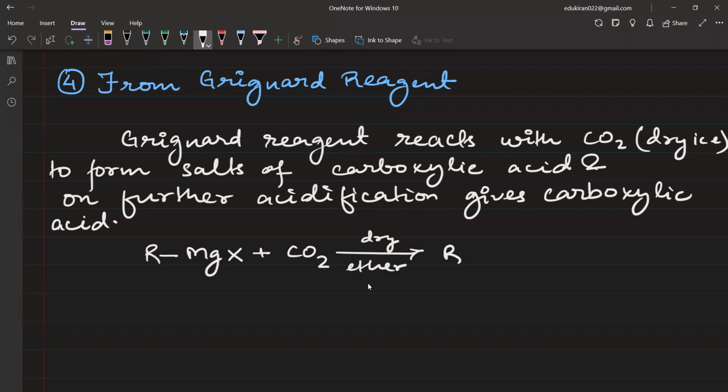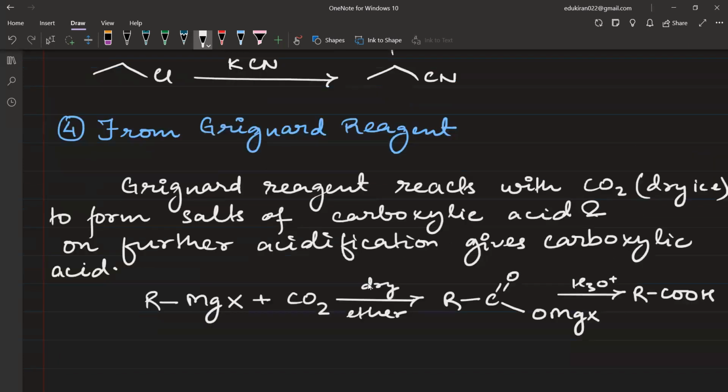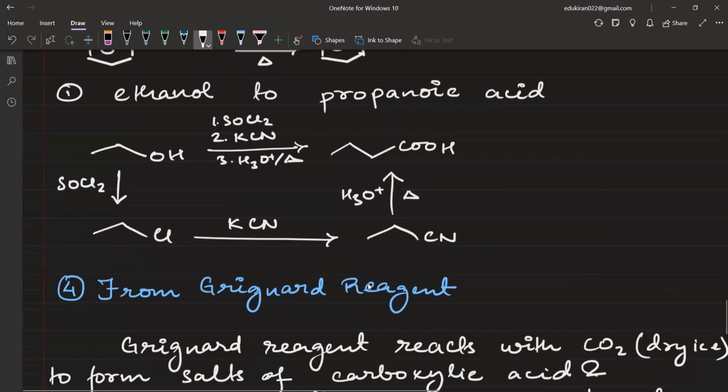What are we going to get? We are going to get R C double bond O OMgX. Now H3O plus is going to give you RCOOH. So see, the number of carbon atoms here was how many? We had R carbon atoms. Here we have R plus 1 carbon atoms. Again, you can see this reaction can also be used for what? For example, the previous example only, okay? Ethanol to propanoic acid.